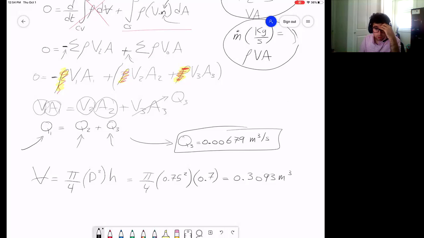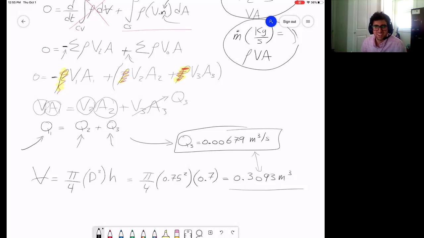And what else now? I know you said something, Marissa. How would you find the time now? You have the volume, and you have volumetric flow rate. How would you find time now? You divide it by Q. Exactly. Yes. You solved it based on units, right?